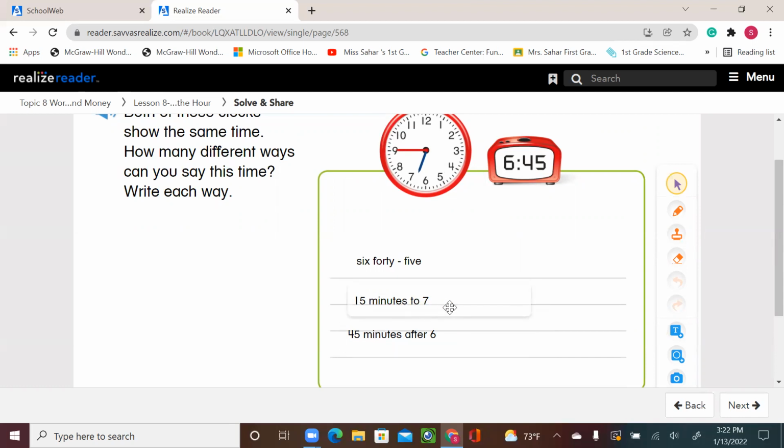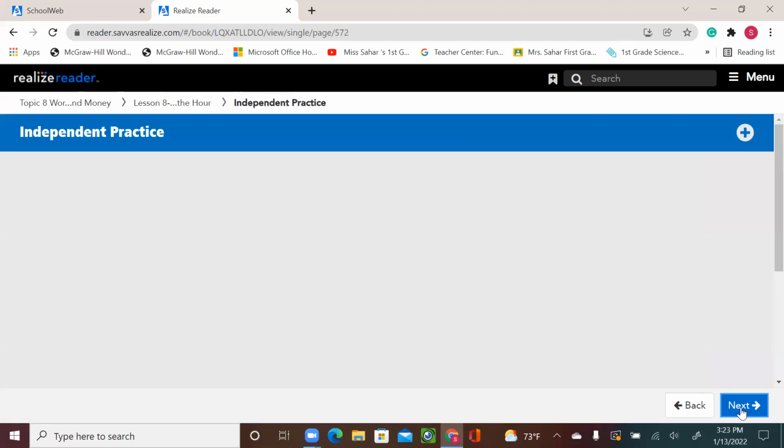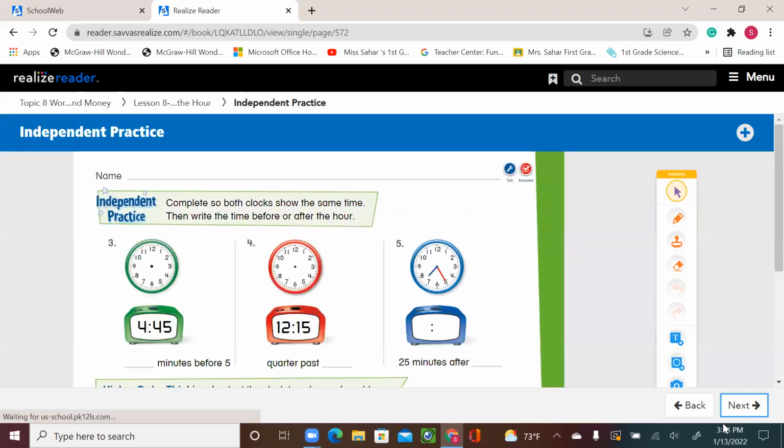Also 15 minutes, you can say quarter, because I know 15 minutes means quarter. So we can also say 6:45. Let's write it down also. All right, so I can write the time in 4 different ways. Okay, let's go and do one more exercise from the independent.